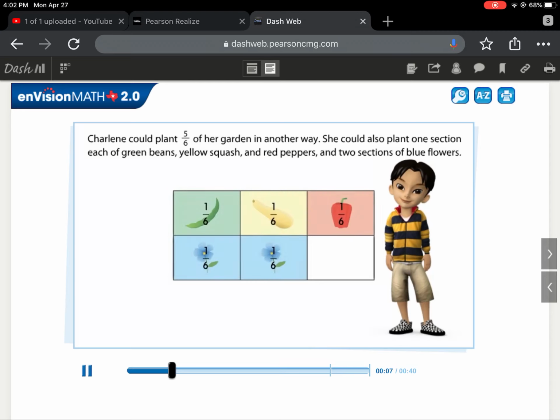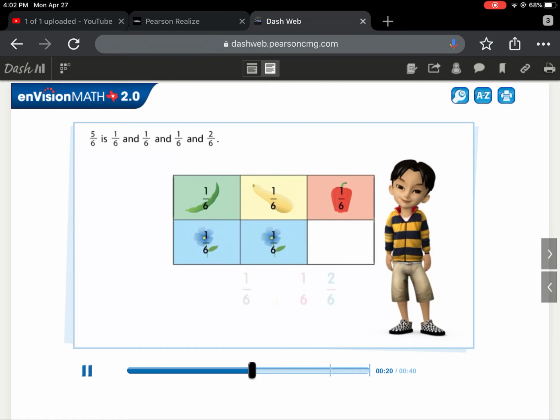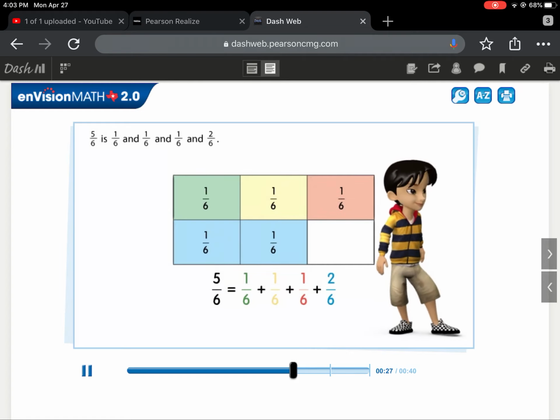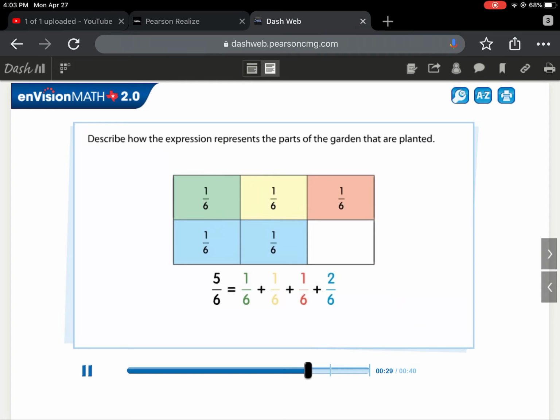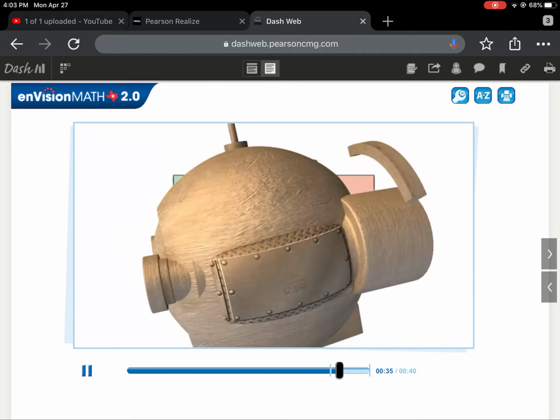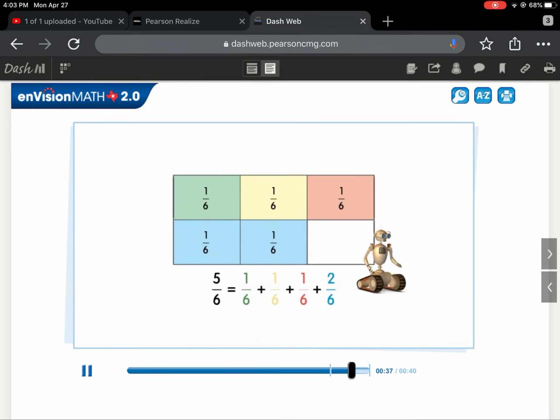Charlene could plant 5/6 of her garden in another way. She could also plant 1 section each of green beans, yellow squash, and red peppers, and 2 sections of blue flowers. 5/6 is 1/6 and 1/6 and 1/6 and 2/6. Describe how the expression represents the parts of the garden that are planted.